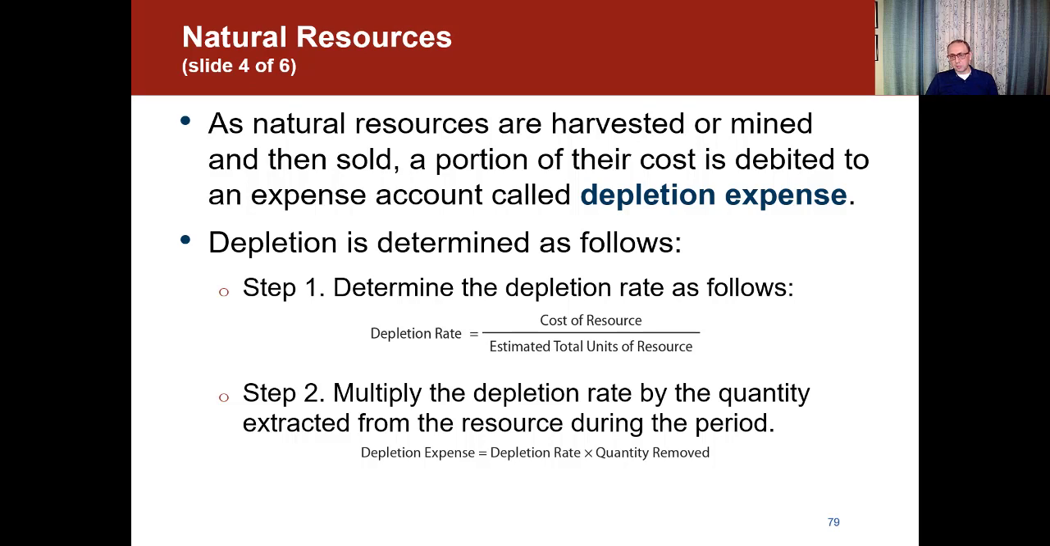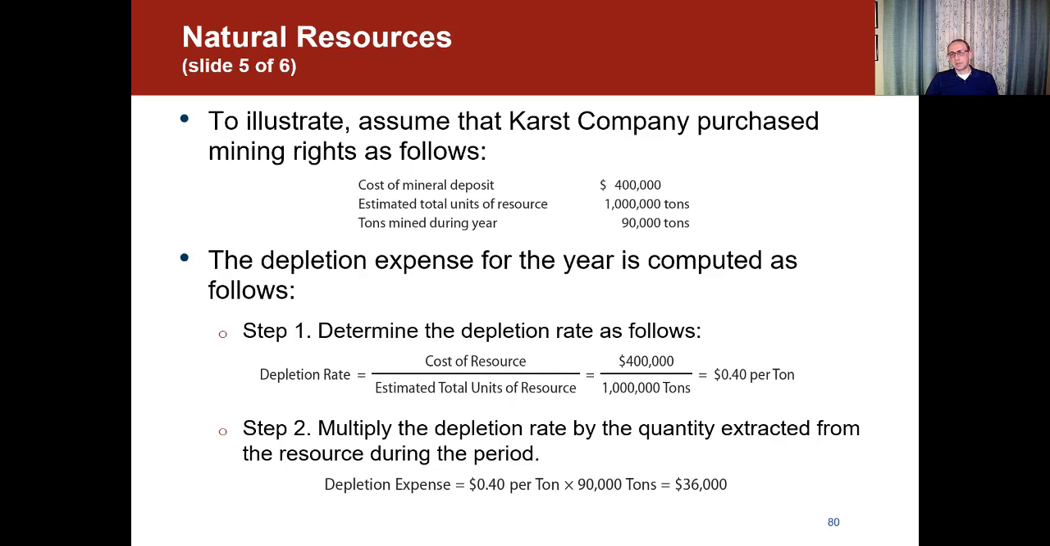The second step is that we multiply the depletion rate by the quantity extracted from the resource during the period. So the depletion expense would be the rate that we got in step number 1 multiplied by the quantity removed during the year. So let's see this example. Assume that Cars Company purchased mining rights where we have the cost of mineral deposits about $400,000. We have the estimated total units of resource, 1 million tons, and that's an estimate. The tons mined during the year are 90,000 tons. So the depletion expense for the year would be computed following these two steps.